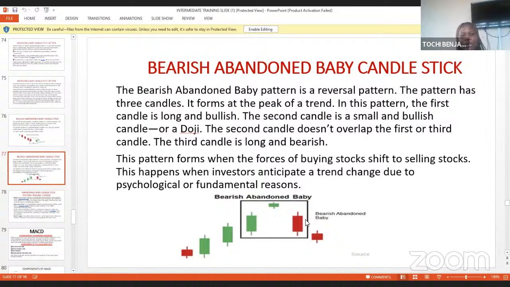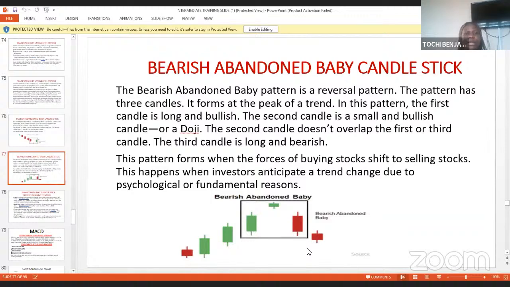This is a bearish abandoned baby. Remember, this other one can be bearish, can be bullish. What that means is that it can be red or green. The baby candle can be red or green. When this forms, pull your trigger for a sell.